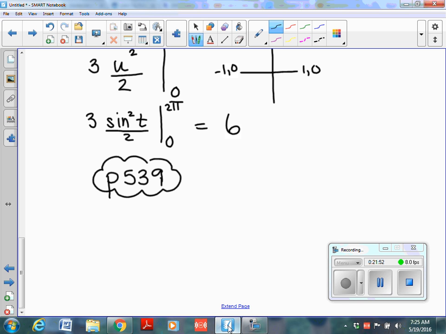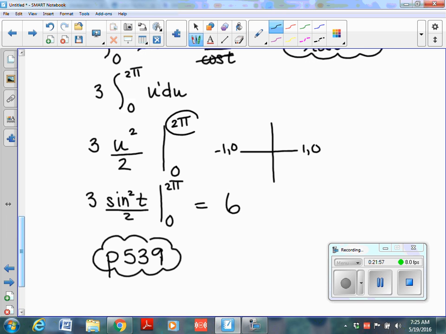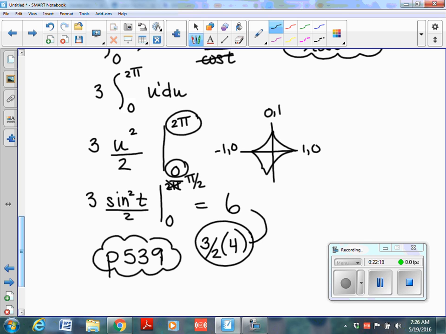So basically, if you look down below, you're not integrating from 0 to 2 pi. You're really only integrating from 0 to pi over 2, which is up here. And when you do that, you get 3 halves. But then you have to multiply it by 4, because if you look at the picture, it's symmetrical in all 4 quadrants, and that's how they get the 6. So if you read through there, it'll explain how they got 6. Because they figured out that it was 3 halves.